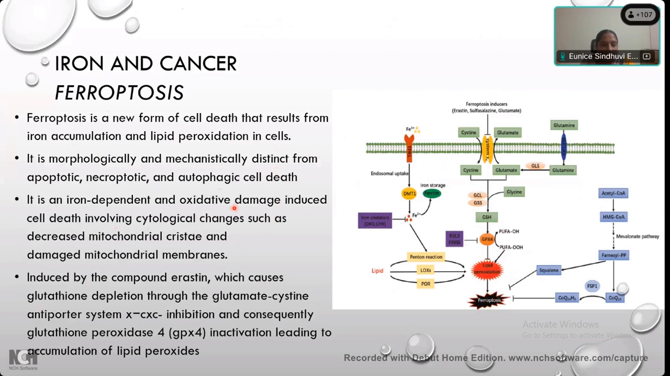So now people are trying to inhibit this ferroptosis, or rather, the cancer cells have various mechanisms to avoid this ferroptosis. So studies are being conducted to see whether they can induce ferroptosis by modulating iron levels, and which can be used in cancer treatment.